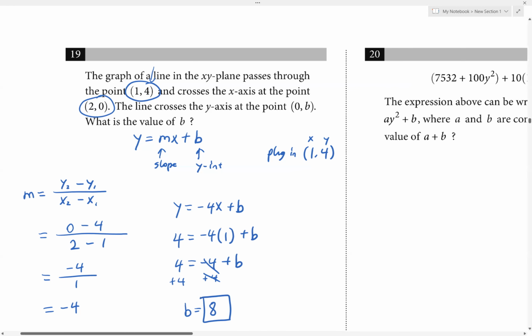All right, so that's how we do it algebraically. If we do it graphically, we should have the same answer. The y-intercept should be at (0, 8).